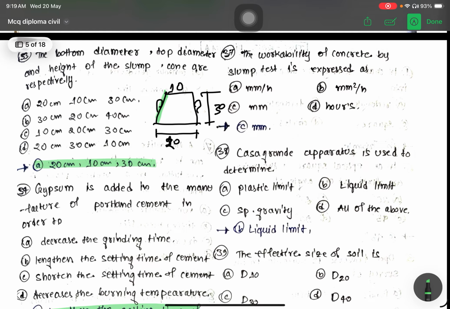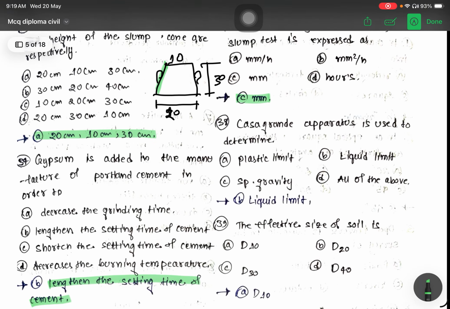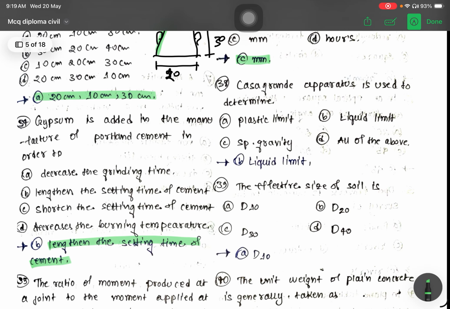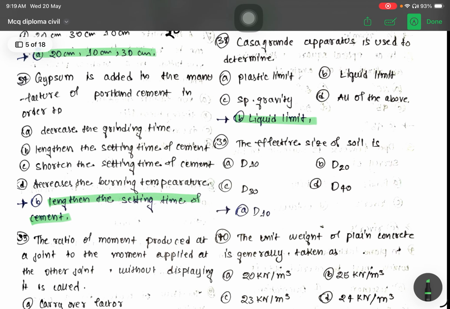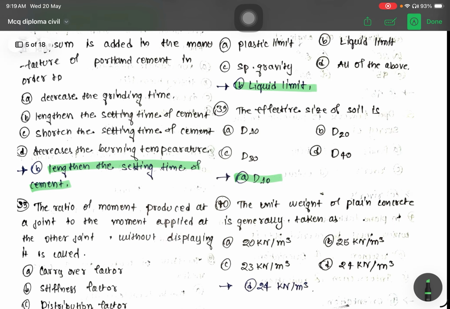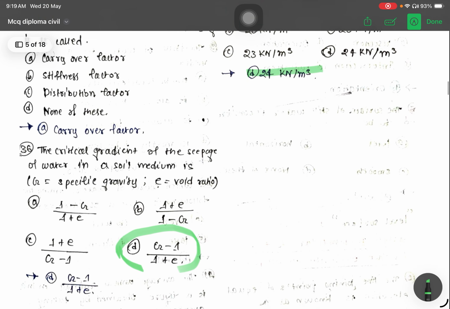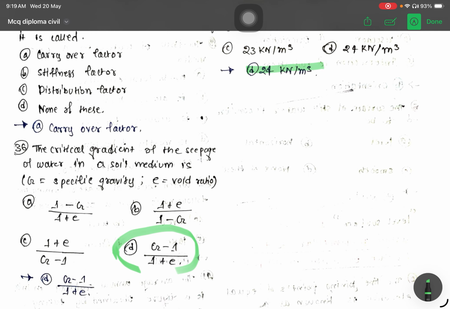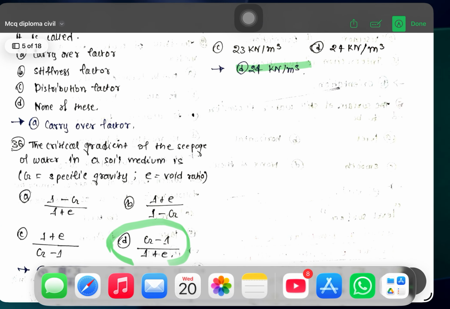The workability of the concrete by slump test is expressed in mm. A secondary apparatus used to determine liquid limit. The effective size of the soil is D10. The unit weight of the plain concrete is generally taken as 24 kN per meter cube. The critical gradient of seepage of water in soil medium is G minus 1 divided by 1 plus e.